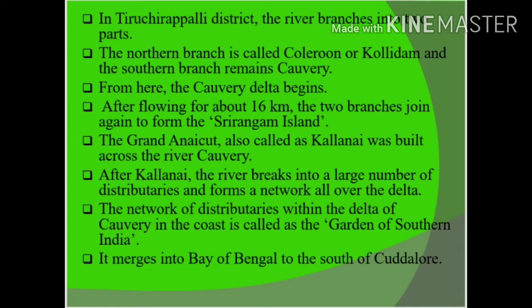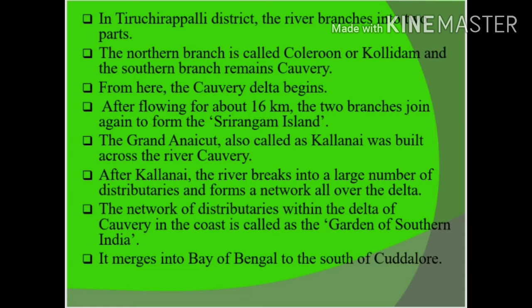The great anicut, that is Kallanai, was built across this river Kaveri. After Kallanai, the river breaks into a large number of distributaries and forms a network all over the delta region. The network of distributaries within the delta of Kaveri on the coast is called the Garden of Southern India. The deltaic region of Kaveri is called the Garden of Southern India, and finally the river merges into the Bay of Bengal to the south of Cuddalore.